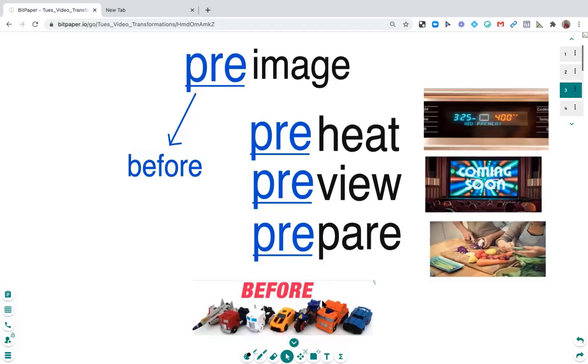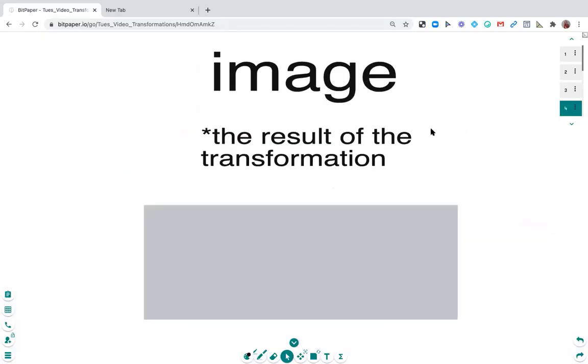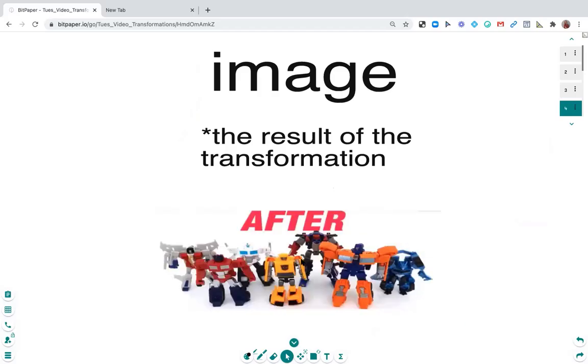So if we think back to the Transformers, we can look at the vehicles kind of as the pre-image transformer. It's what they are before they transform into their robot counterparts. So the image is the actual result of the transformation. So that would be the actual robot. So we have the pre-image. I often refer to that as the original image. And then we have the actual image, the image after it's been transformed.